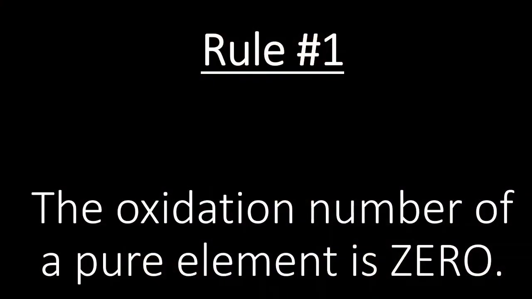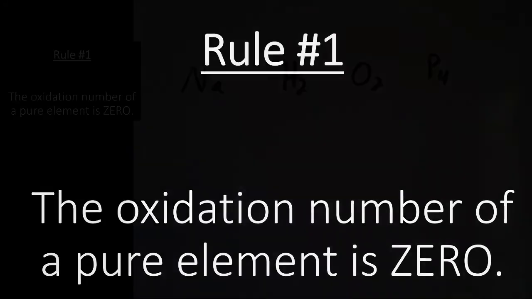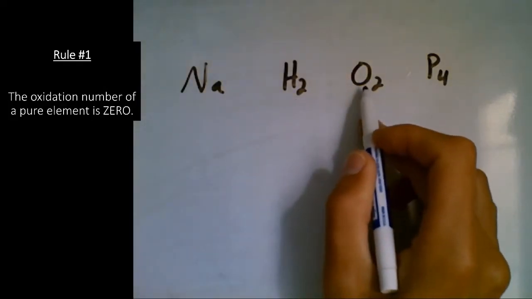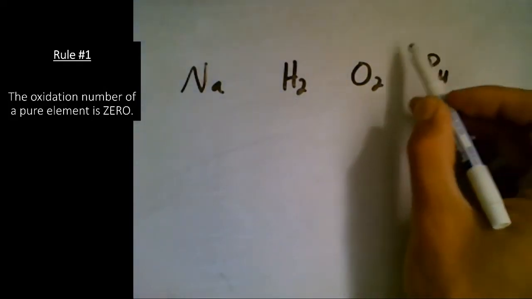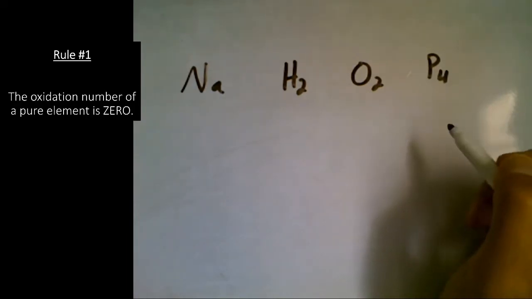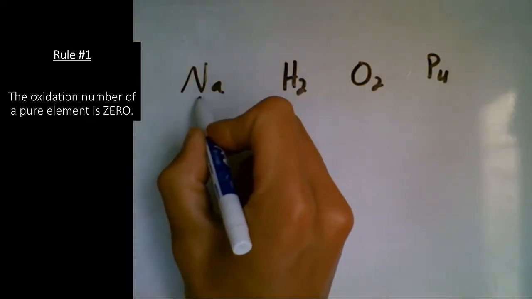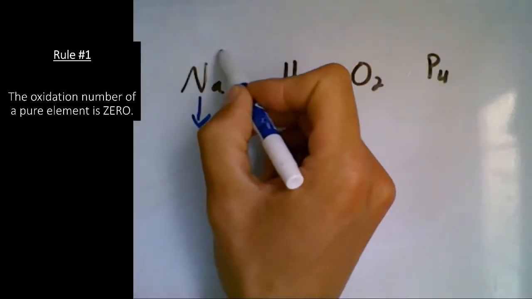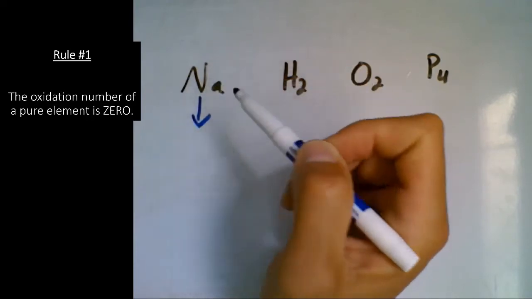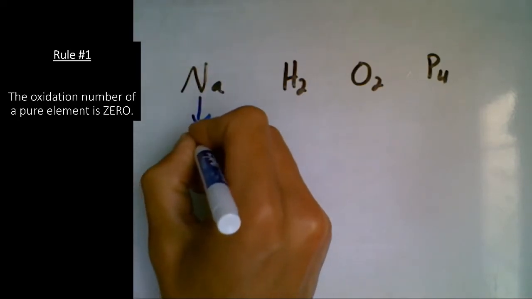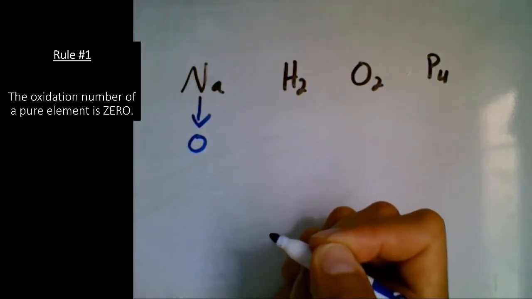So first rule is the oxidation number of any pure element has to be equal to 0. So let's take a look at a few examples. So we have sodium, hydrogen, oxygen, and then P4, which is one of the ways that you find phosphorus in nature, is just as 4 atoms stuck together. So sodium is a pure element. We know it's a pure element because there's no charge written in the top corner and it's not bonded to anything. It's just written all by itself. That means it has an oxidation number of 0.